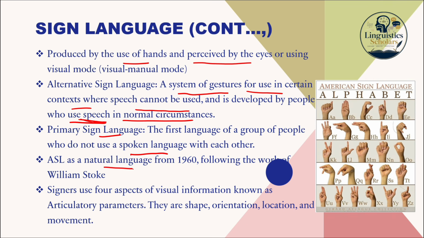ASL is recognized as a natural language from 1960, following the work of William Stokes. It is a very frequently asked question about American Sign Language. It was not recognized as a natural language before 1960, but it is recognized after the work of William Stokes. Signers, in general terms, like speakers, use 4 aspects of visual information, known as articulatory parameters. These articulatory parameters are shape, orientation, location, and movement. These are very important for any examination of linguistics with respect to the concept of a sign language.